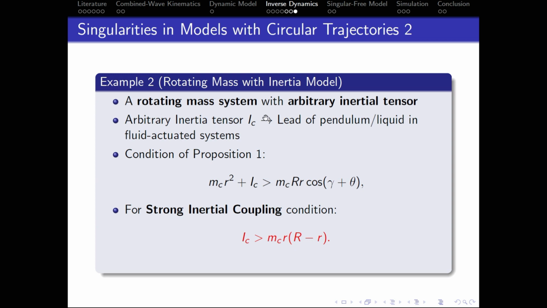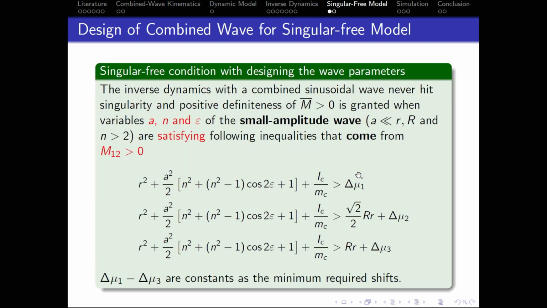In the second example, we add an arbitrary inertia to the whole system, where this can be the lead of the pendulum or the liquid in the fluid actuated system. We see that there is still a geometric limitation despite the included shift by the inertia tensor.